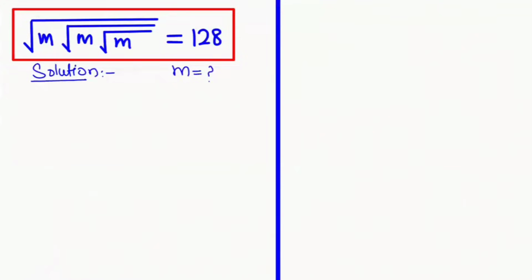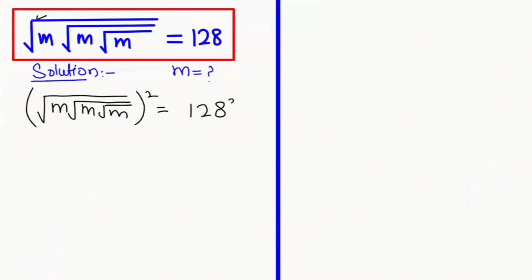Here I want to remove this radical, so for that I am going to square both sides. Root of m root of m root of m, whole to the power of 2, is equal to 128 squared. Now this and this get cancelled, so the expression we get is m root of m root of m is equal to 128 to the power of 2.